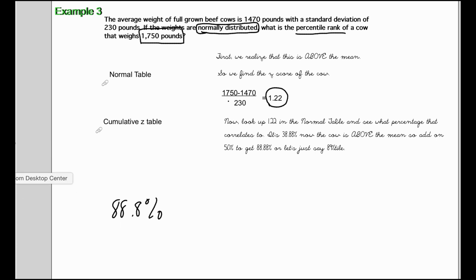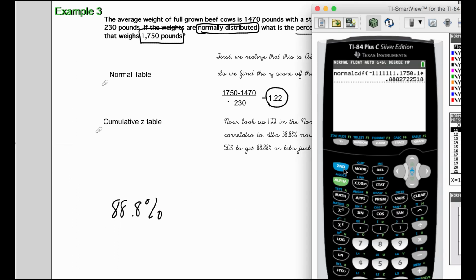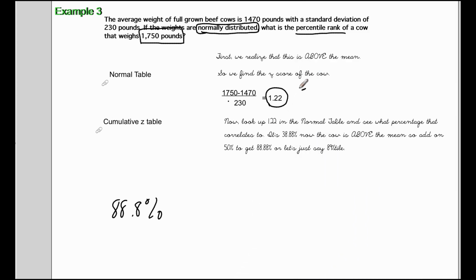We could do that by z-score. I could come in here. I can say we don't know our lower z-score. We know our upper z-score is 1.22. We know our average is 0, z. We know our standard deviation will be 1. And there we are again. A little different. Off just a little. And that's because we did some rounding here.